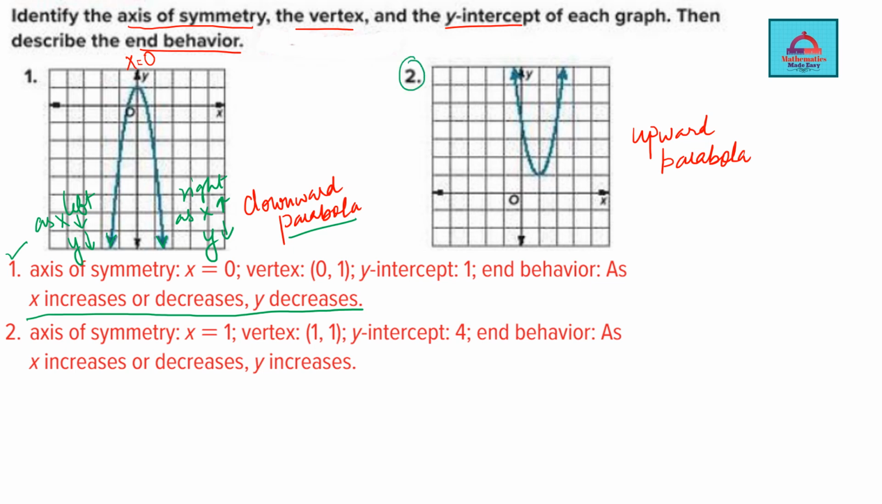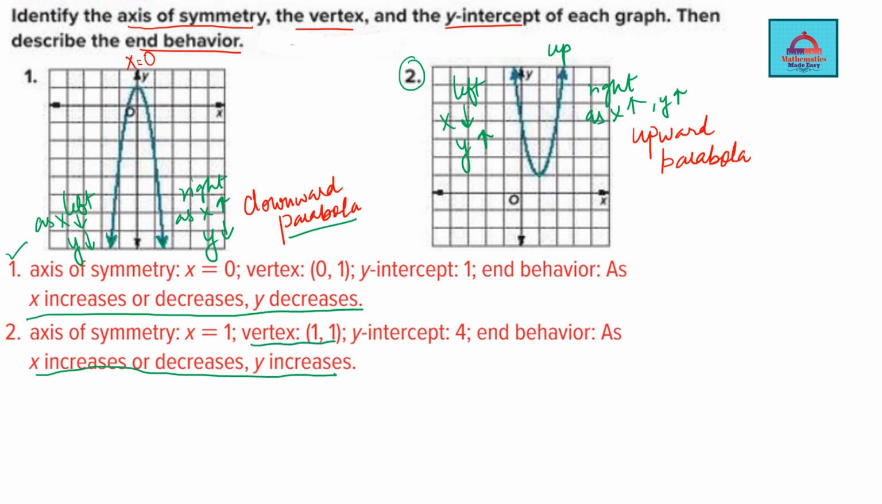Let's come to part 2. Now here you can see it is increasing. On the left and on the right, if you look at end behavior, as x is decreasing, y is still increasing. As x is increasing, y is still increasing because it is going up. You can all see that. The vertex is given by this point, so x equals 1, y equals 1.